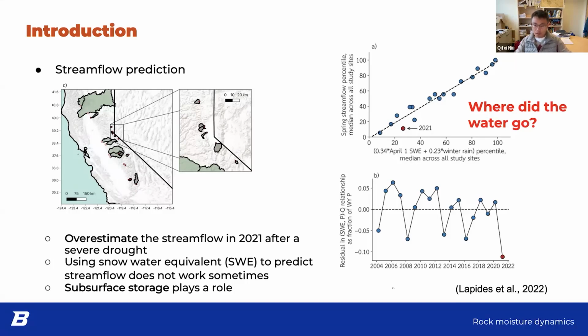Yeah. So the question becomes, okay, where did the water go? You overestimate, but in the river you didn't really have that amount of water. Where did the water go? Many people invoke the subsurface storage component to explain this disappeared water.